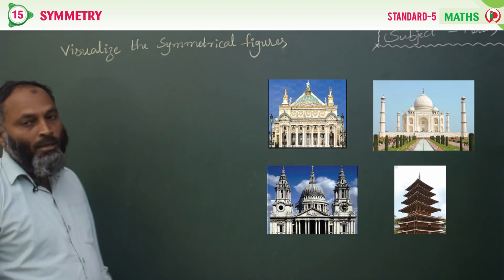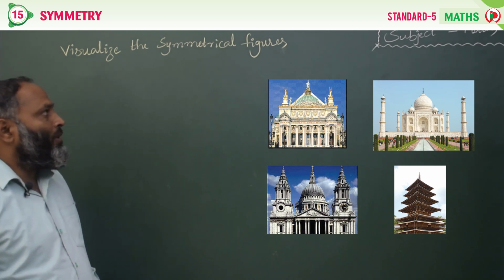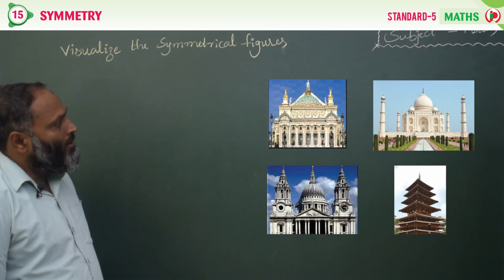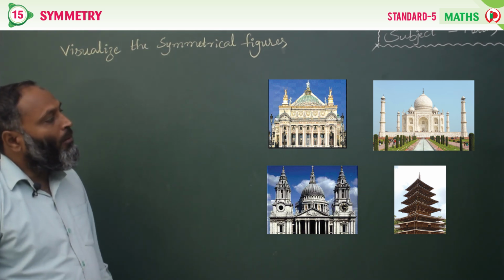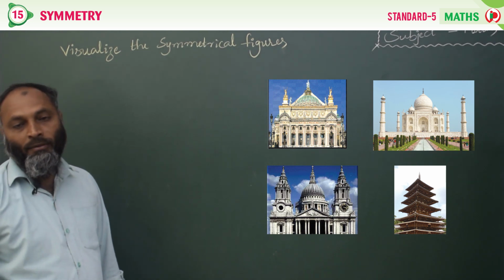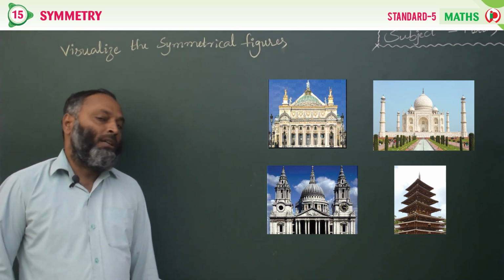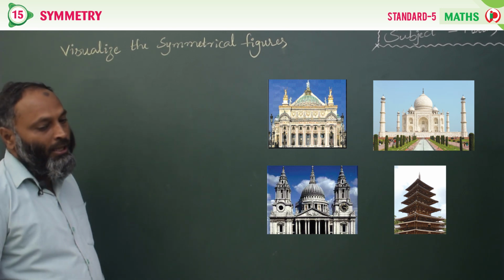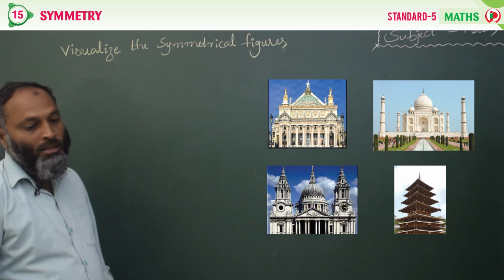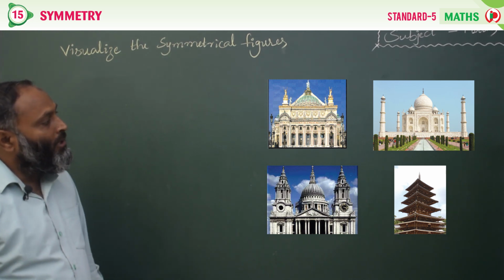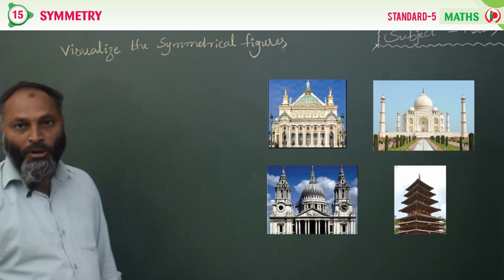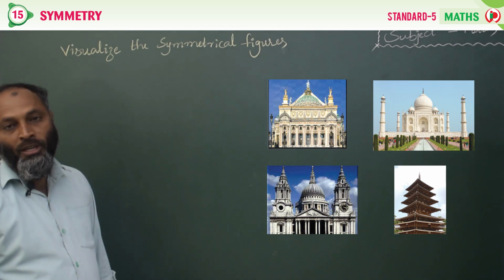Now our next concept: visualizing symmetrical figures. Here, four historical monuments are given, 1, 2, 3, 4 in the picture. The second one is the Taj Mahal. In these four historical monuments, how are these monuments? All four monuments are symmetrical in shape.